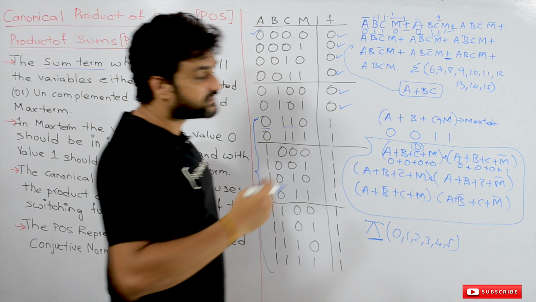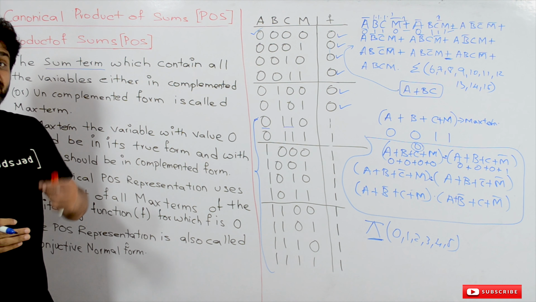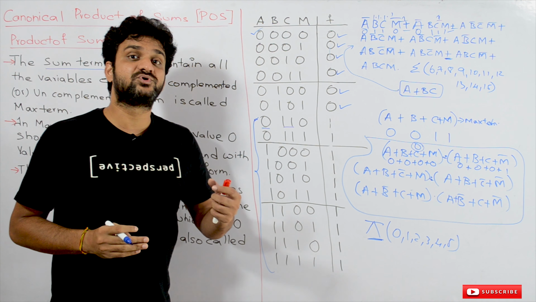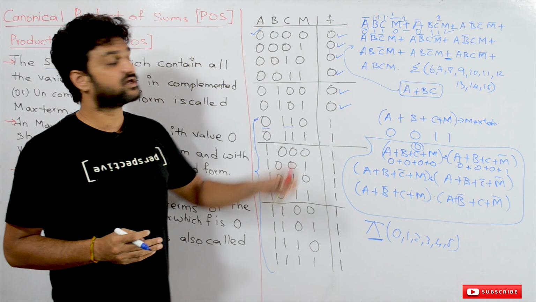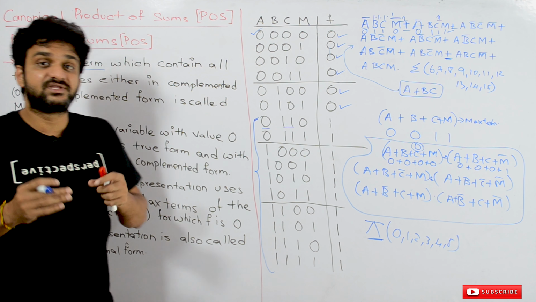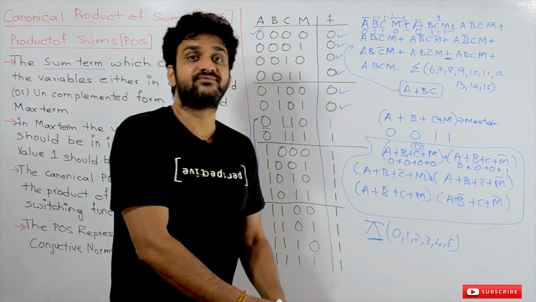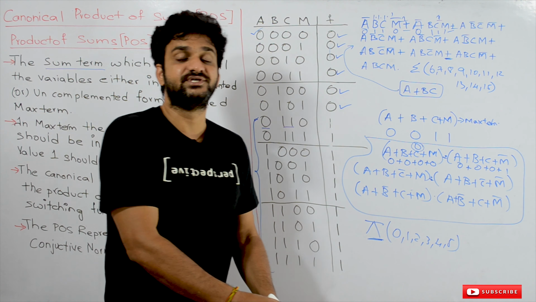In order to represent a function which is generating an output of 1, we use sum of products. For the function which is producing an output of 0, in order to represent that function, we use a product of sums. Okay, so this is all about product of sums and sum of products. Hope you got the clarity on this concept.